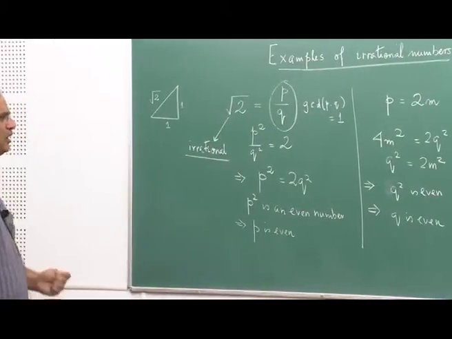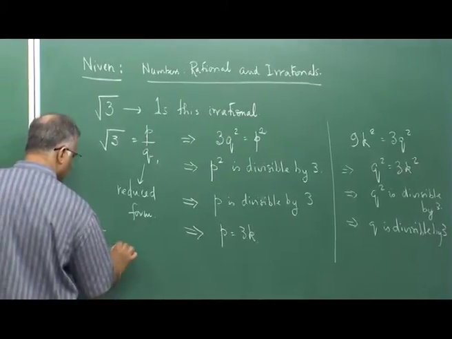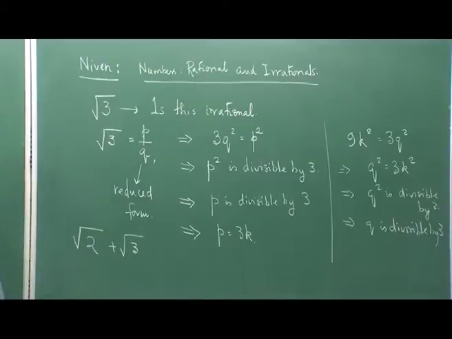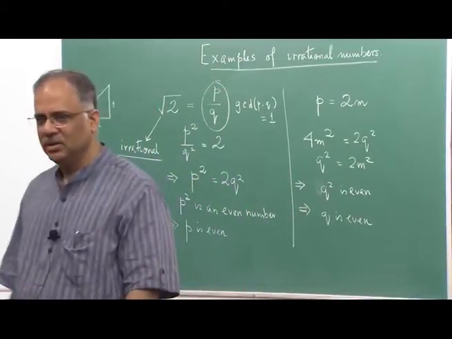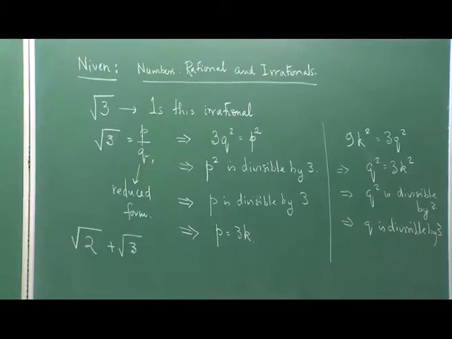Okay. Now, Niven asks you another question. What would happen if I add these two numbers, will they be rational or irrational? Because you might say, oh, you are adding two irrational numbers, you will get an irrational number.